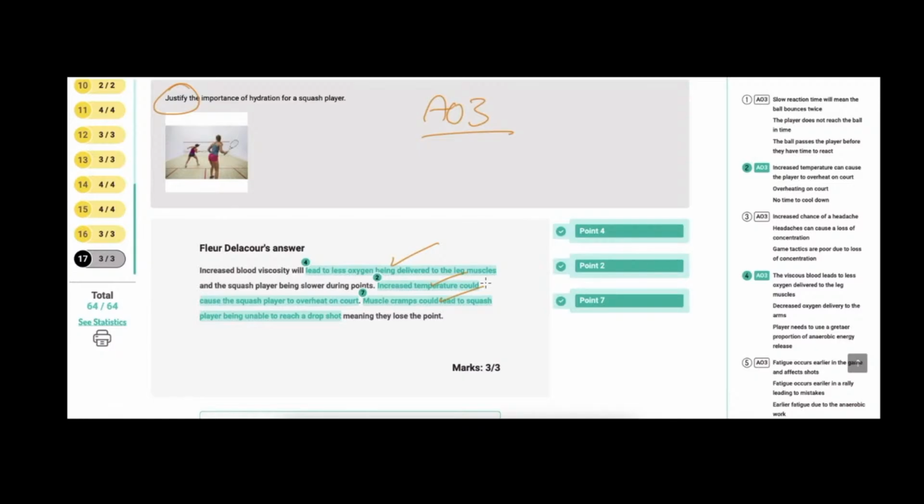So you see what I've done there is effectively I've taken that spider diagram of dehydration and the effect of dehydration and I've said how they would affect a squash player. They'd be slower during points. They'd overheat on court. They'd be unable to reach a drop shot. So I'm not just saying, hey, this is what happens when we dehydrate. No, I'm saying this is how it impacts a squash player. And you must talk about that impact. Sometimes we could refer to it as an outcome.